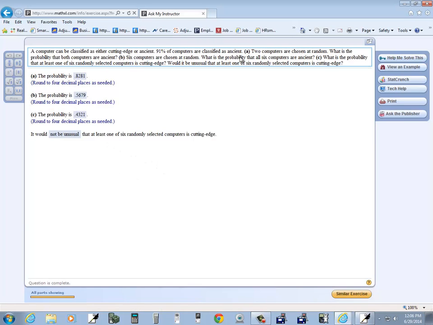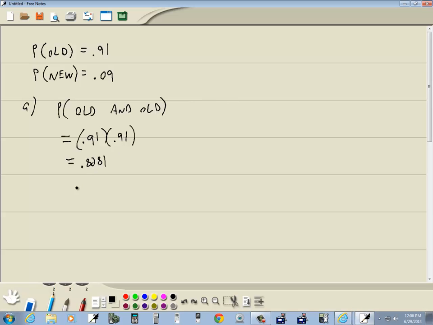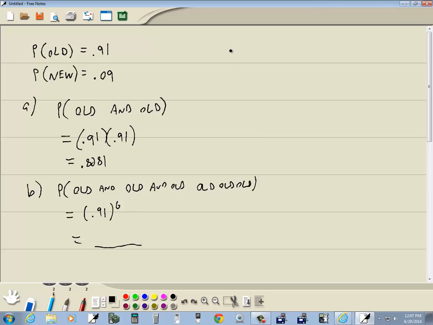Okay. Part B. 6 computers are chosen, what's the probability that all 6 are old? So we're saying the first one's old, and second one's old, and third one's old, and so on. There's 6 of them. So 3, 4, 5, 6. Now we're multiplying all those together, so I could do 0.91 times itself 6 times, or just simply do 0.91 to the 6th power, and then whatever that gives you.